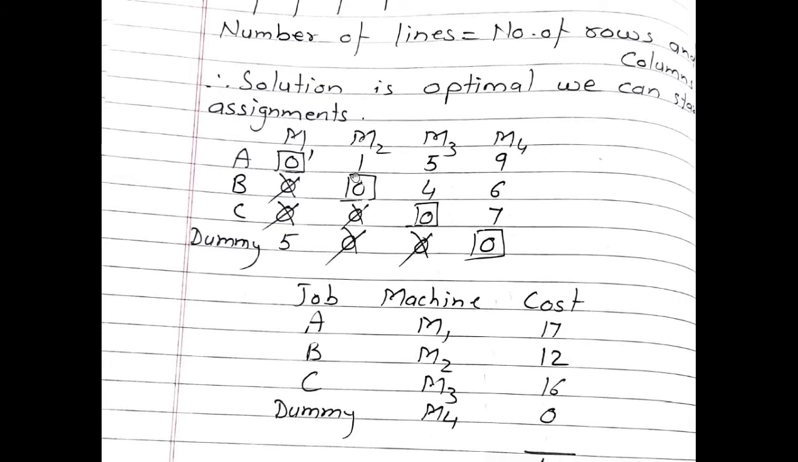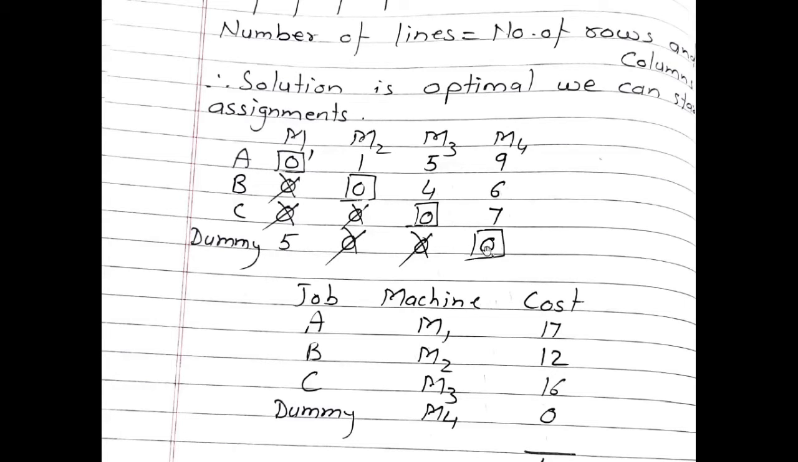Now in the first row itself there is an exclusive 0. So we will put it in a box and the other 2 zeros can be cancelled. If I cancel this 0, in the second row this becomes an exclusive 0. So we will have to mark this 0. In the third row there are 2 zeros available, so we will leave it for the time being.